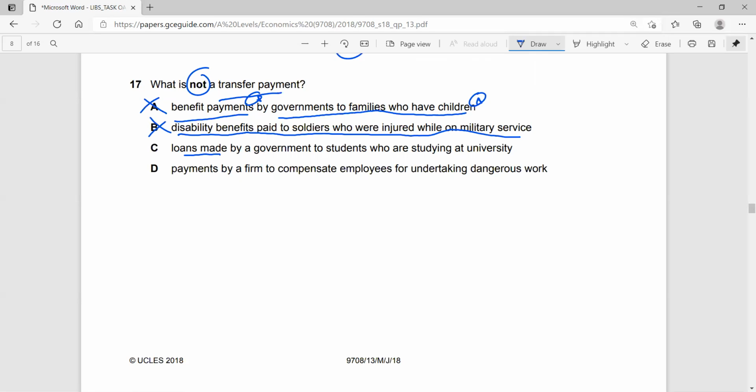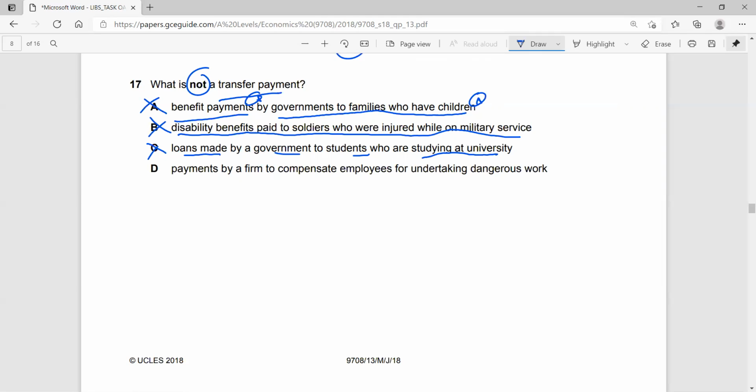Loans made by a government to students who are studying at university. Again, the contract of a loan doesn't get you a good or a service in return. It simply gets you your money back. Yes, so it's a transfer payment, which they then will return.